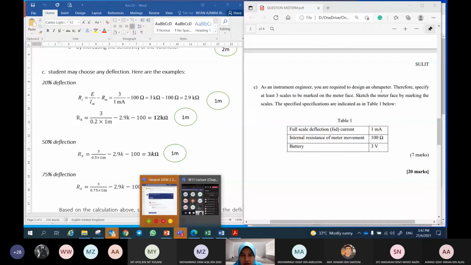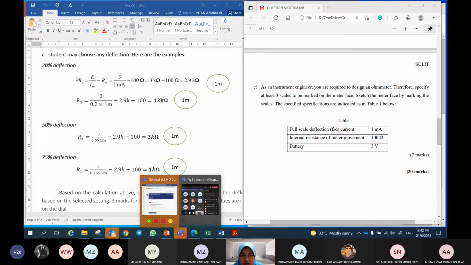The first step is to find the RS, or RS is series resistance, or we can call it multiplier resistance. I'm sure that you know how to calculate this. So R is equal to V over I. We have a series circuit where RS is in series with RM and RX, right? So RS is equal to V over I, and then minus RM and RX.